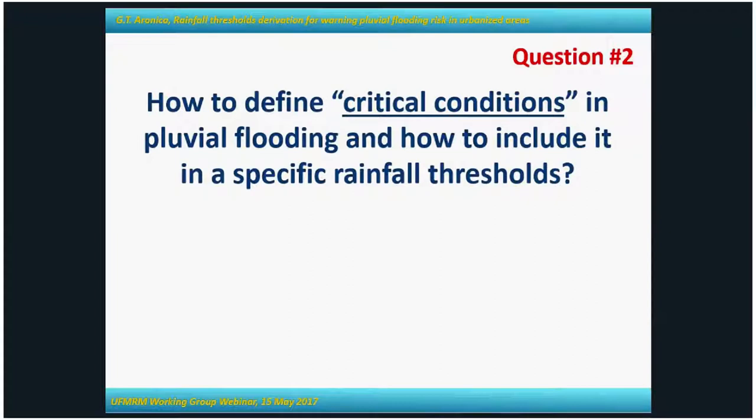In the definition of the rainfall thresholds, you have to define which are the critical conditions for you as users of this tool. And normally it is the critical discharge, which means the maximum discharge in some cross-section of the river, or a water stage. But again, if you are dealing with pluvial flooding, the sense of the critical condition is something different. You don't have a specific river cross-section, because there is a propagation in a very complex system. So you have to find a new meaning for critical condition and try to include this new critical condition into the rainfall thresholds.